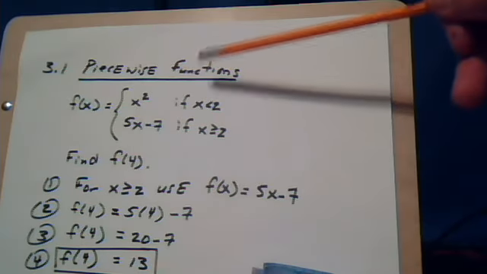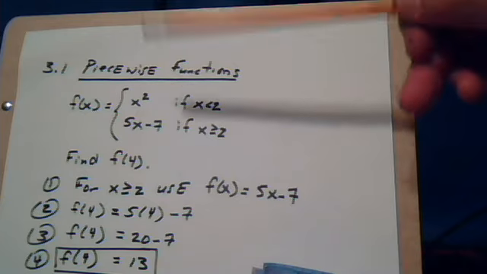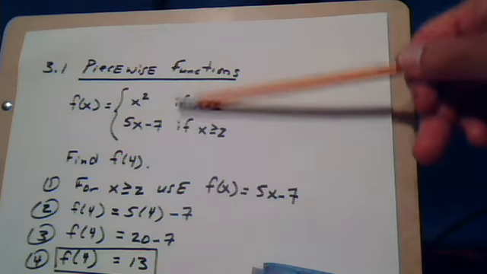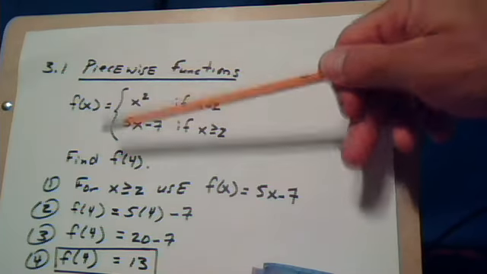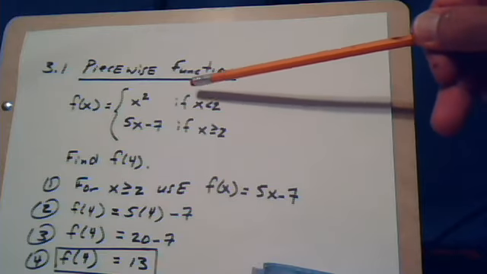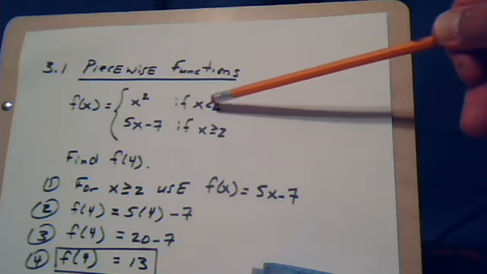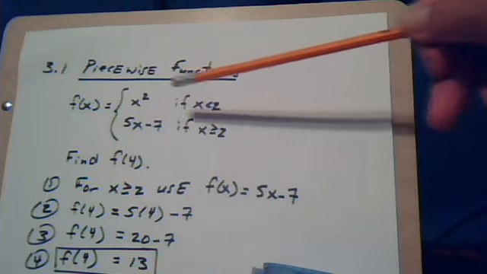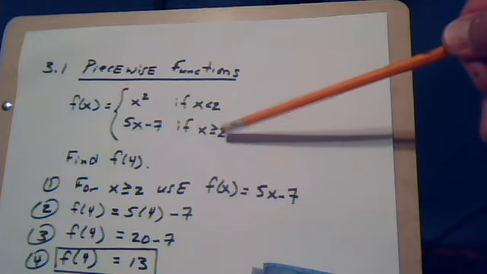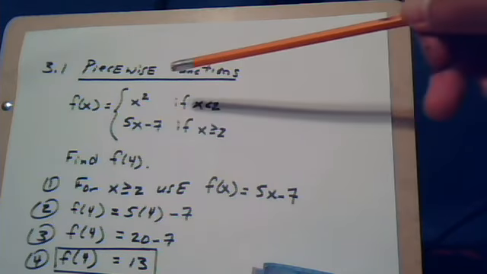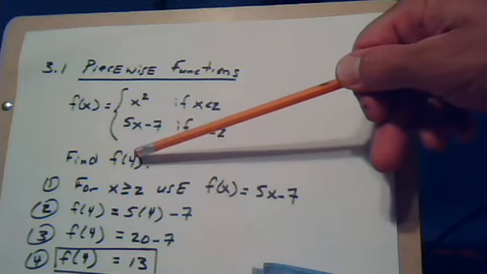This is a piecewise function, and the name tells you why. There's pieces. There's 2 pieces, but 1 equation. How do you use these? Well, if your numbers are less than 2, use this one. If your numbers are greater than or equal to 2, use this one. So find out which group of numbers your x belongs to.